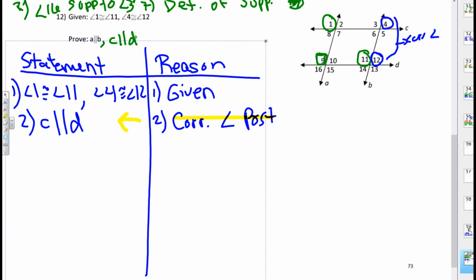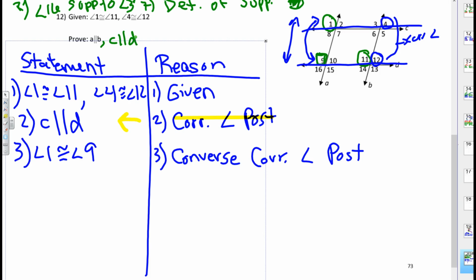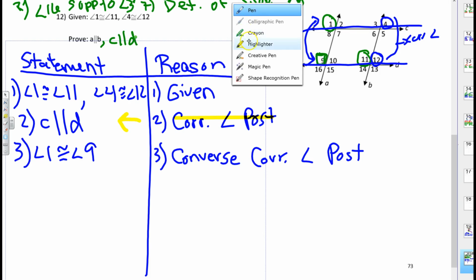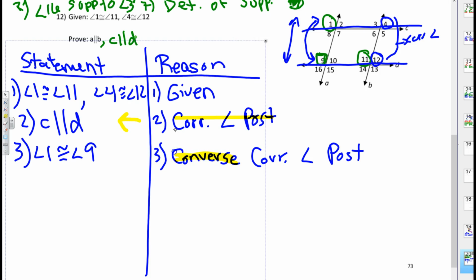Well, now that I've got C parallel to D, I'm going to look at this helper angle, and I'm going to ask myself, which of these two relationships can I go ahead and discuss if I know that C is parallel to D? Well, if I know that C is parallel to D, then I can talk about anything that has a vertical relationship going up and down. So I'm going to go ahead and talk about angle 1 and angle 9 in my next step. And angle 1 is congruent to angle 9 by the converse of the corresponding angles postulate. Again, guys, notice I'm now using the word converse because on this side, I'm talking about relationships between angles, not between lines.